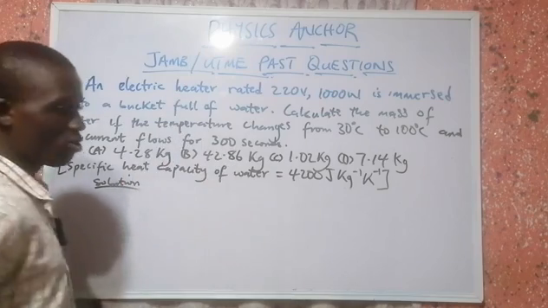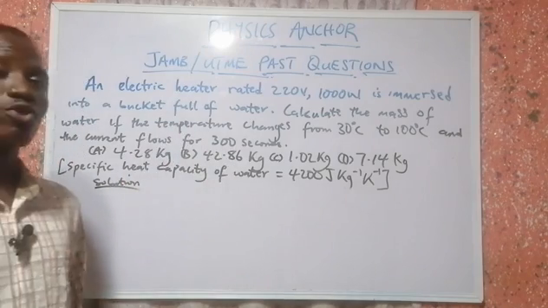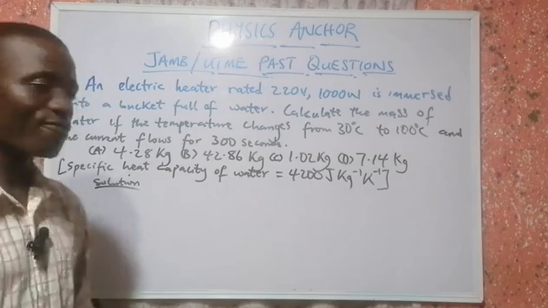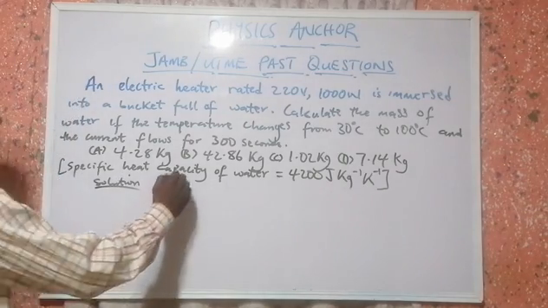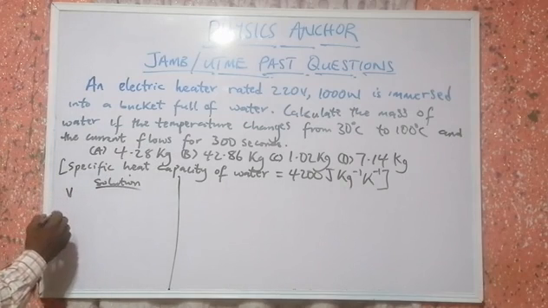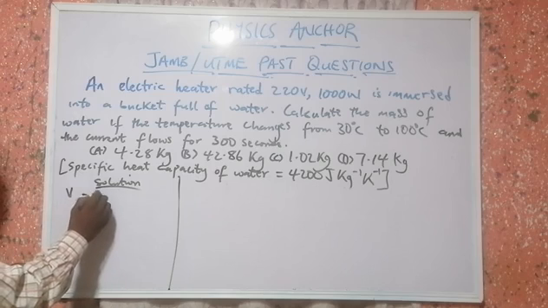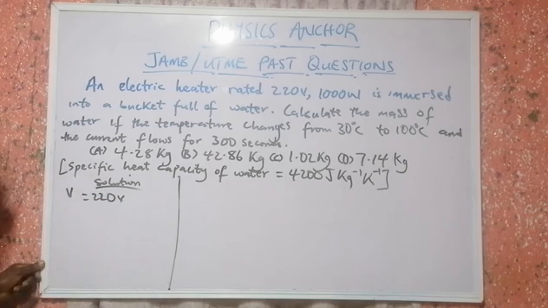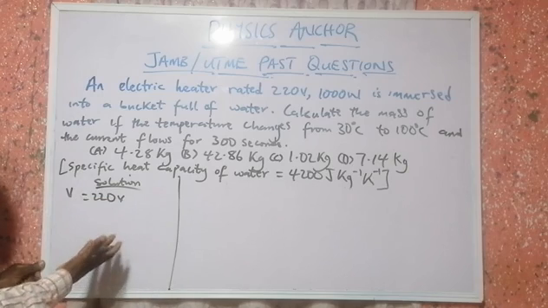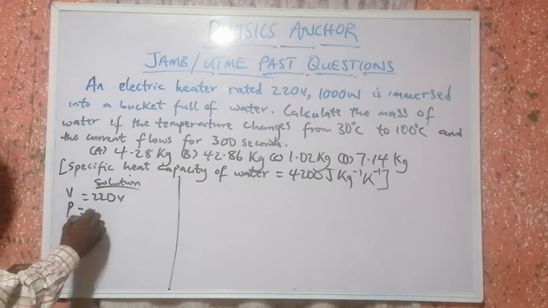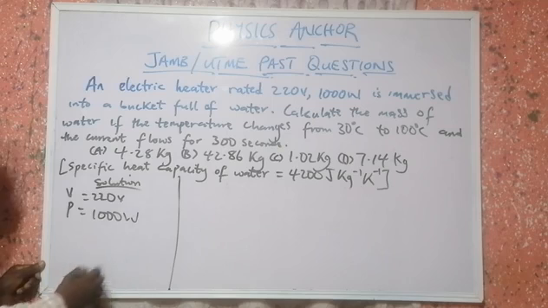for 300 seconds. So in our culture, it's always good for us to write the parameters given so that we know what we have and what we are looking for. So let's do it that way. Here we can see that they have given us the voltage, which is 220 volts, and it's in its SI unit, so we can make use of it if we need it. We don't need to convert it. Also, we have power, which is 1000 watts.